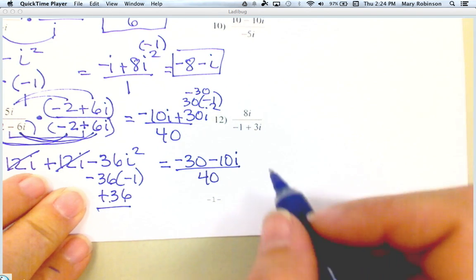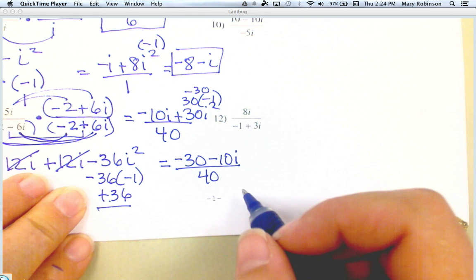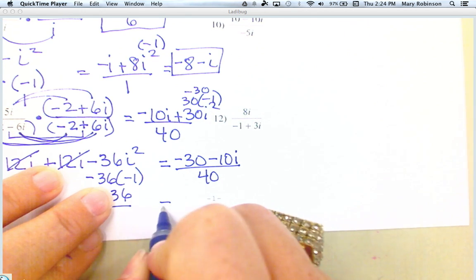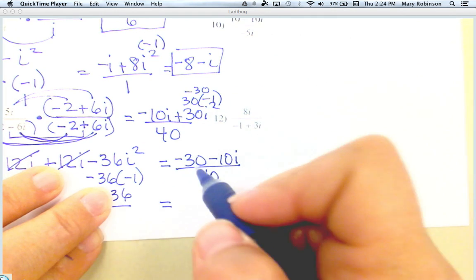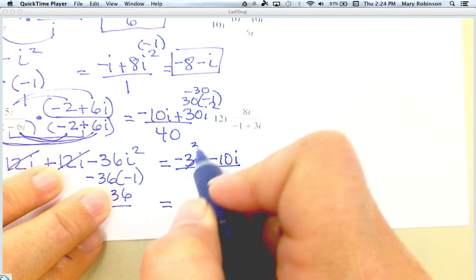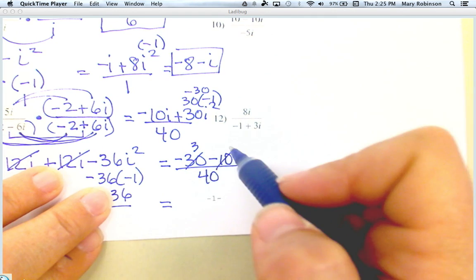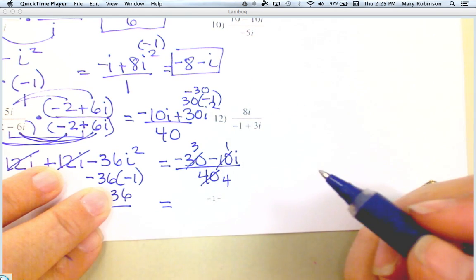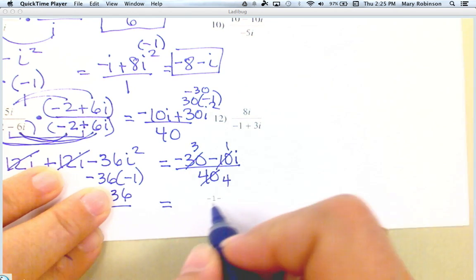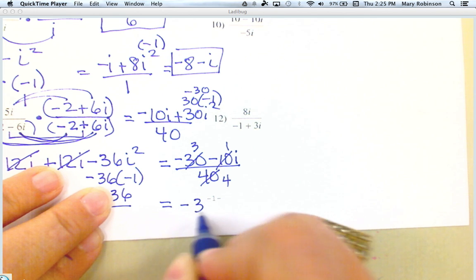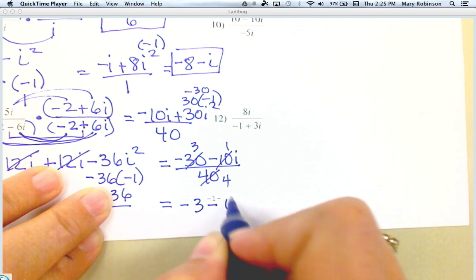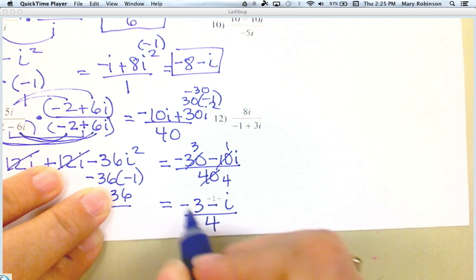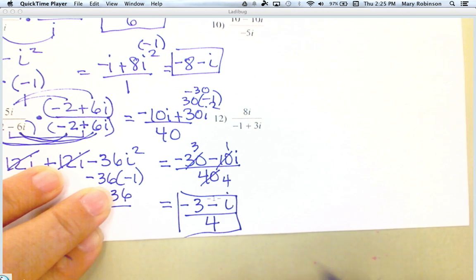Then if you have a common factor among the numbers here, you can reduce. So they are all multiples of 10. So if I use 10 to reduce, 10 goes into 30 3 times, 10 goes into 10 1 time, and 10 goes into 40 4 times. So don't forget any of your signs. You should have negative 3 minus an understood 1i, all over 4 as your final answer.